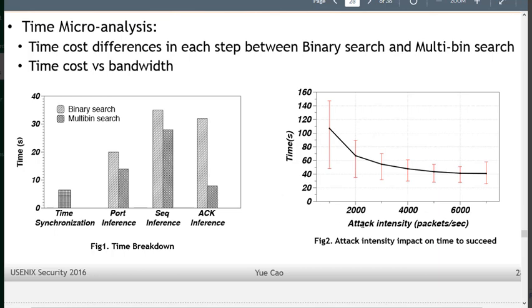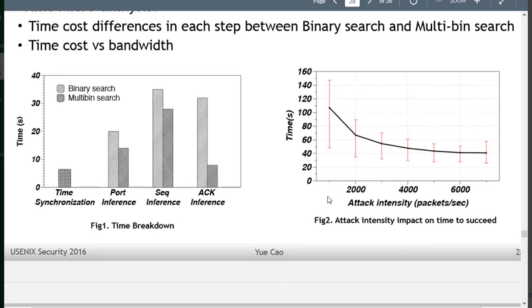And here they show the attacking time versus how many packets you can send out per second. You remember we said a modern attacker can easily send out 4,000 packets per second. So you can see the attacking time will decrease exponentially. As the number of packets that they can send out becomes larger and larger, the time becomes smaller and smaller.